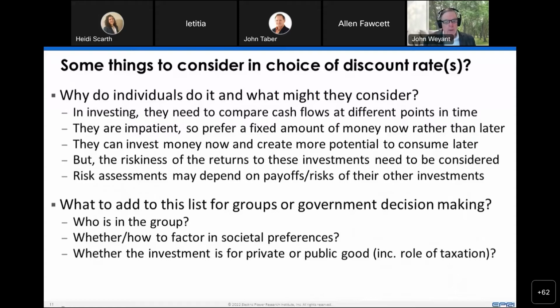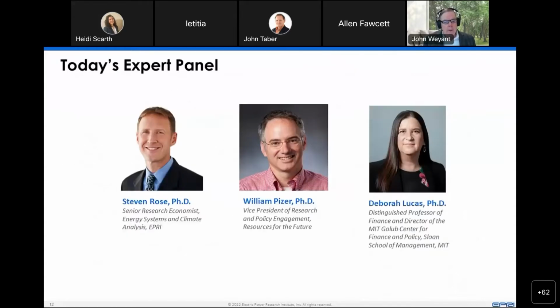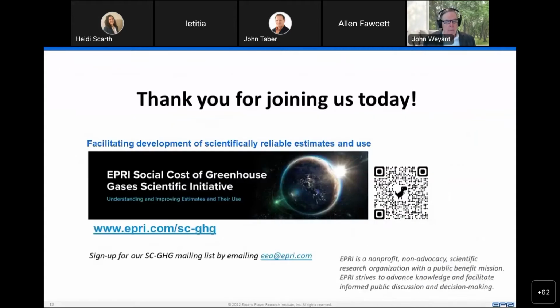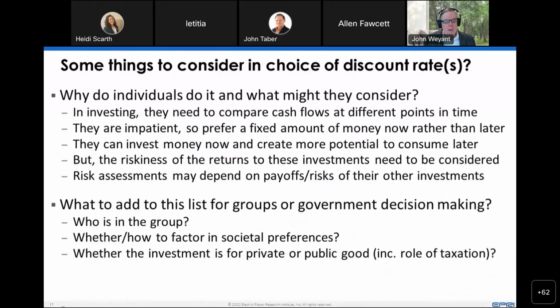But just to get you oriented, we could ask the question, why do individuals or individual companies discount? In investing, they need to compare cash flows at different points of time, money in and out. Usually in an investment decision, you put some money out now and you hope to get some return, which could in this case be reduced climate impacts over time. So you need to figure out some way to compare them. Social cost of carbon is actually one way to think about doing that.